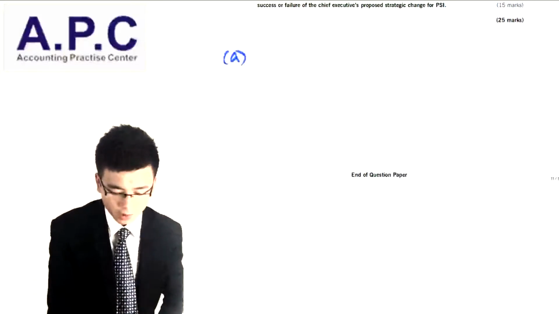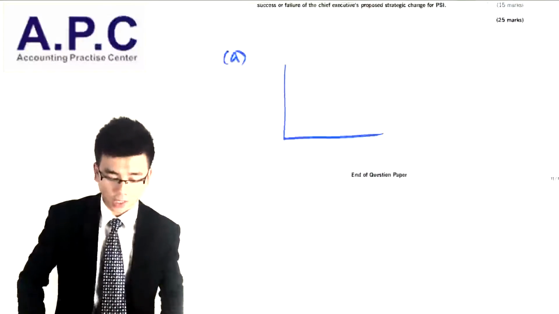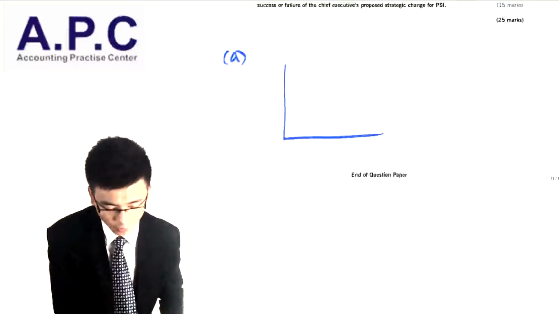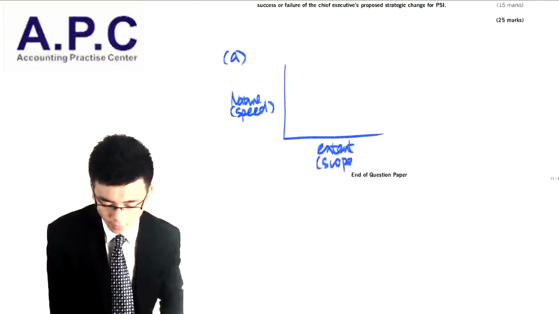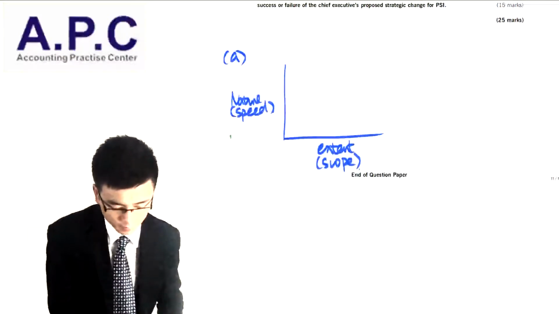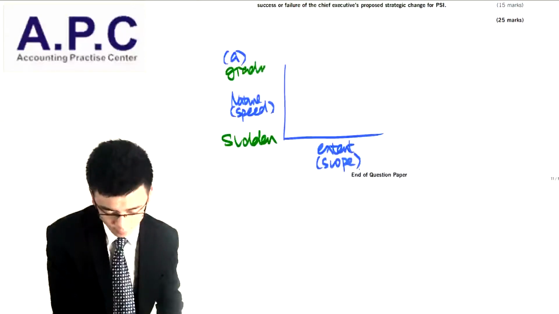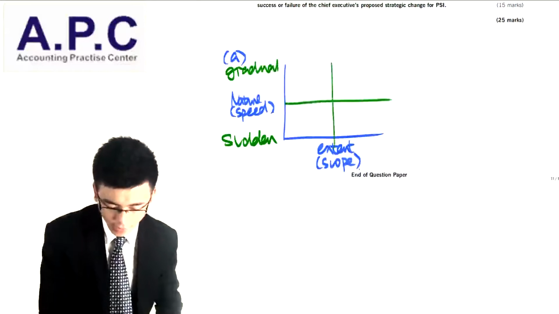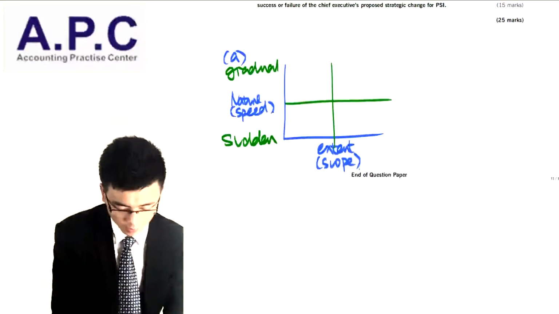So I can plot the types of the changes based upon the nature of the change, okay, which is the speed of the change. So nature is the speed of the change, and the extent of the change, which is the scope of the change. Okay, so the speed of the change can either be sudden or gradual. The scope of the change or extent of the change can be big or small.